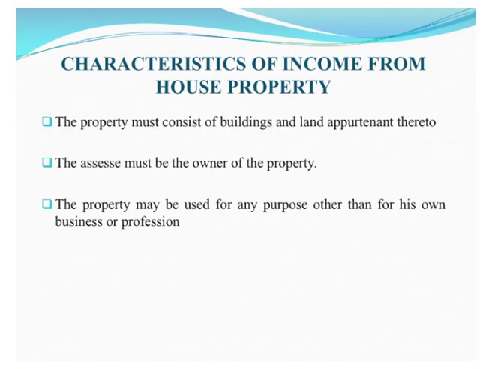Now, let us understand the characteristics of income from house property. The characteristics also mean the conditions to be fulfilled in order to be taxed under this head, that is, under section 22 of the Income Tax Act of 1961. Let us go through the conditions one by one. The first condition is that the property must consist of buildings and land appurtenant thereto. Let me briefly explain this first condition.